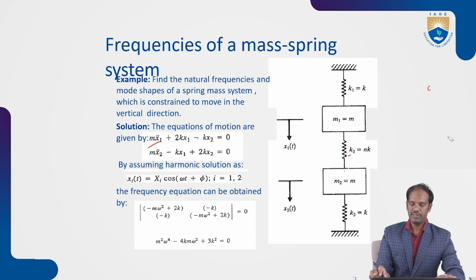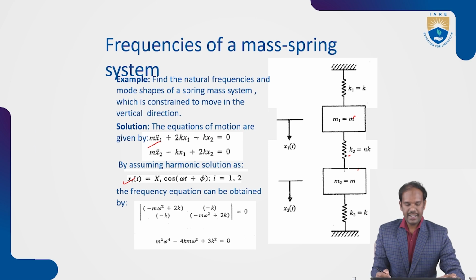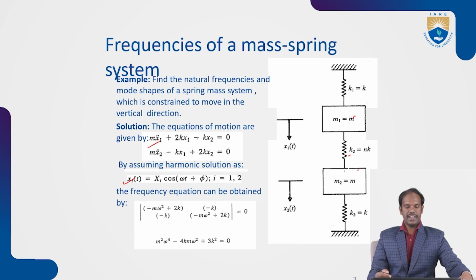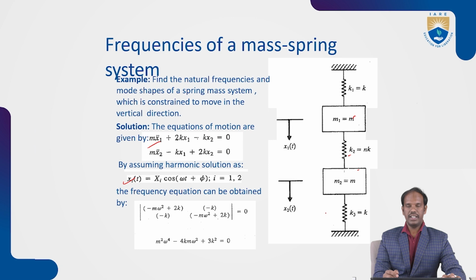If there is a force acting on a multiple degrees of freedom system, and by assuming this harmonic solution, which will be taken as x_i(t) equals X_i cos(omega t plus psi). Here we take i equals 1, 2, 3, 4 and so on. It will move, right? So it is taken as X_i into cos(omega t plus phi).